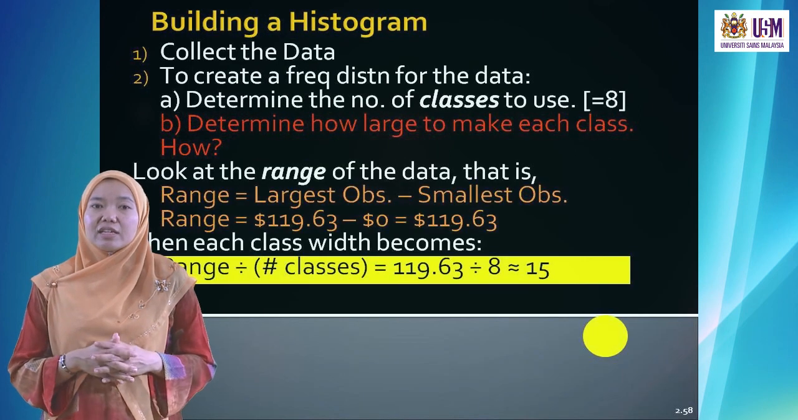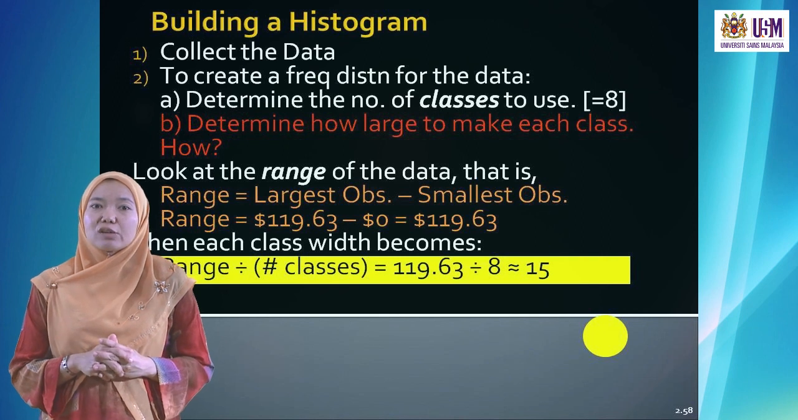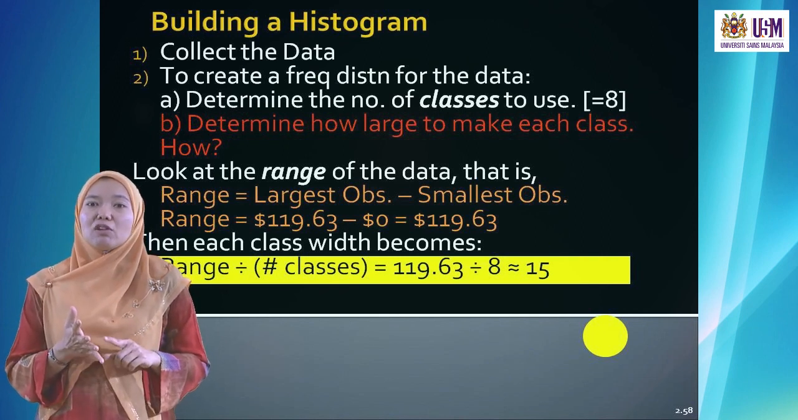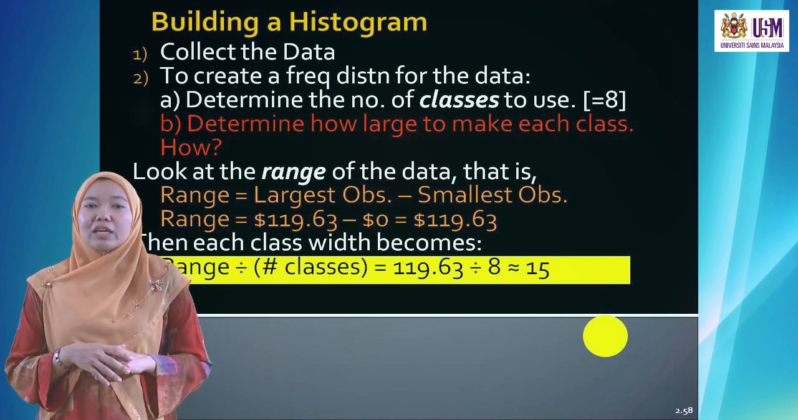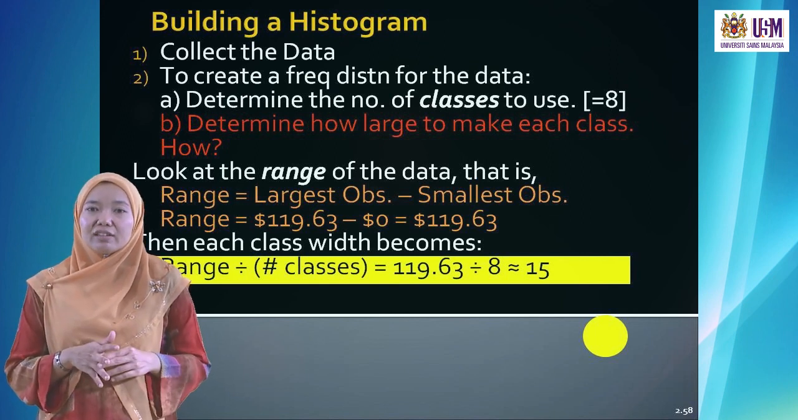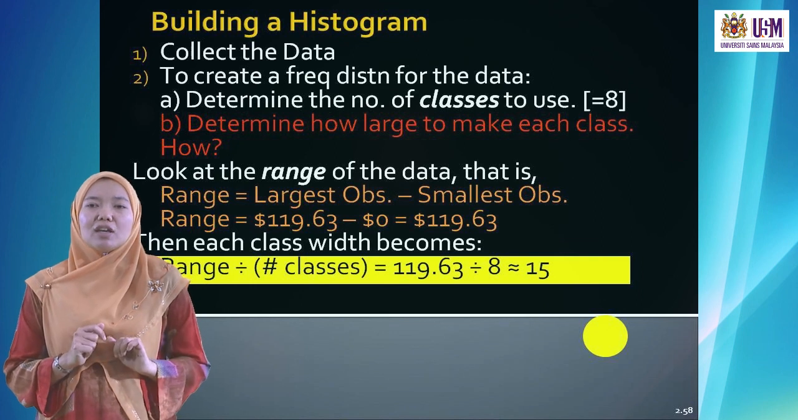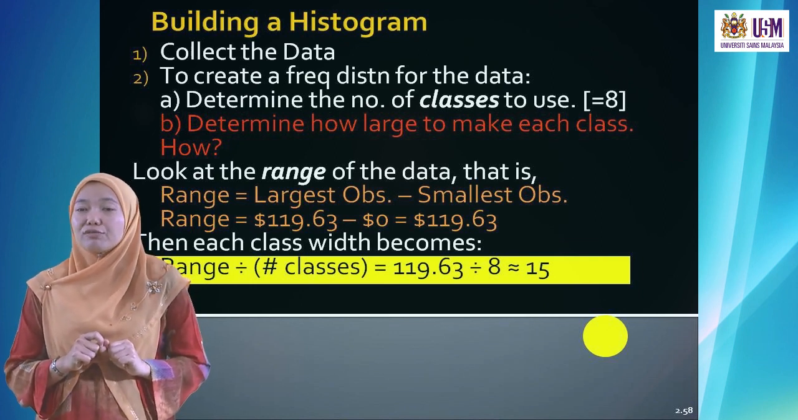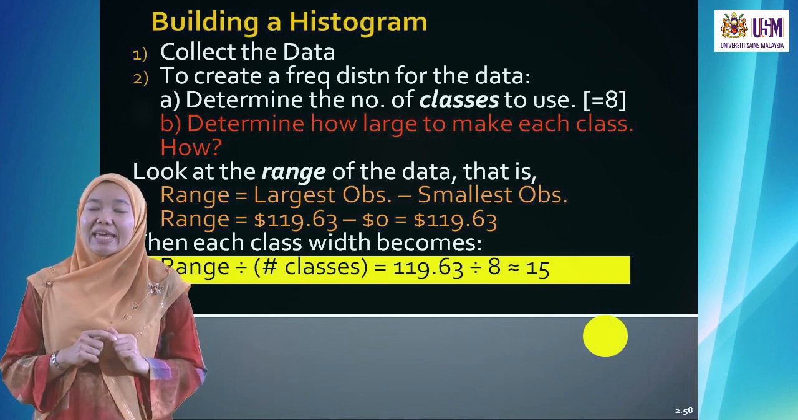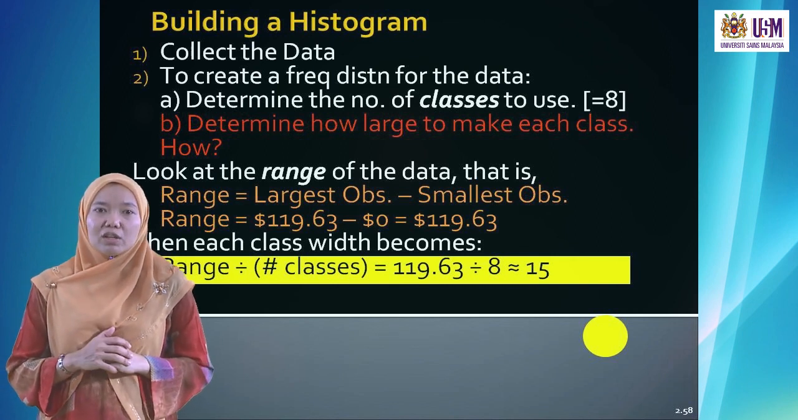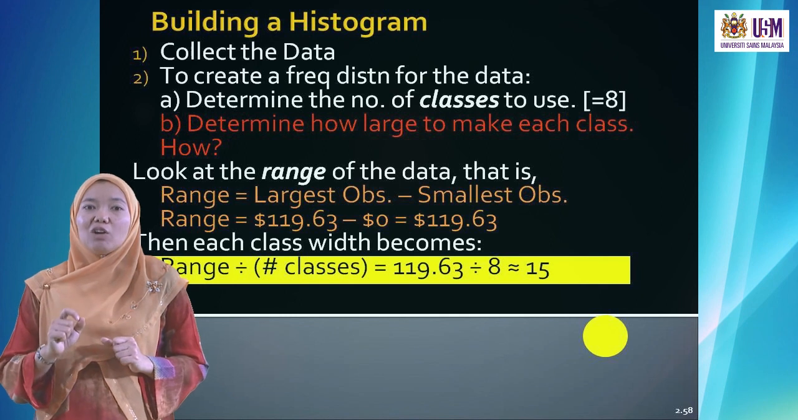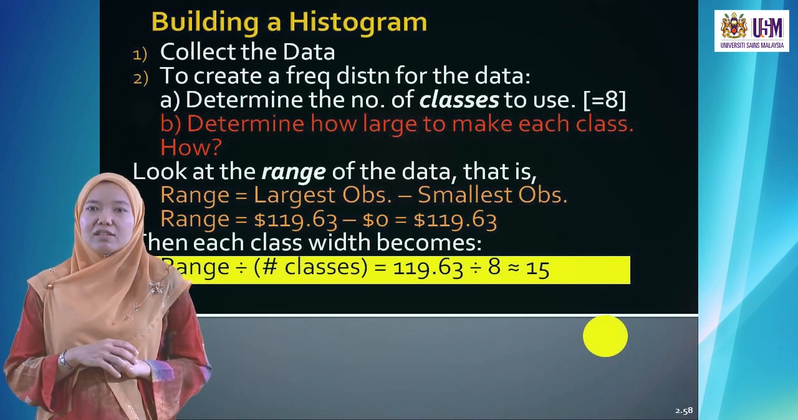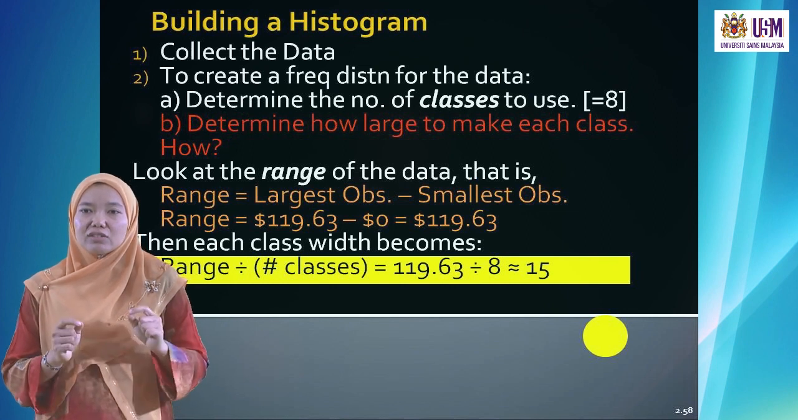We are still discussing creating a frequency distribution table for your data. After you determine the number of classes by looking at the table provided in the text, we know that for this set of raw data for long distance telephone bills, we must have around 8 classes or 8 groups. Now the question is, how large should each class be? You need to determine the size of the class.